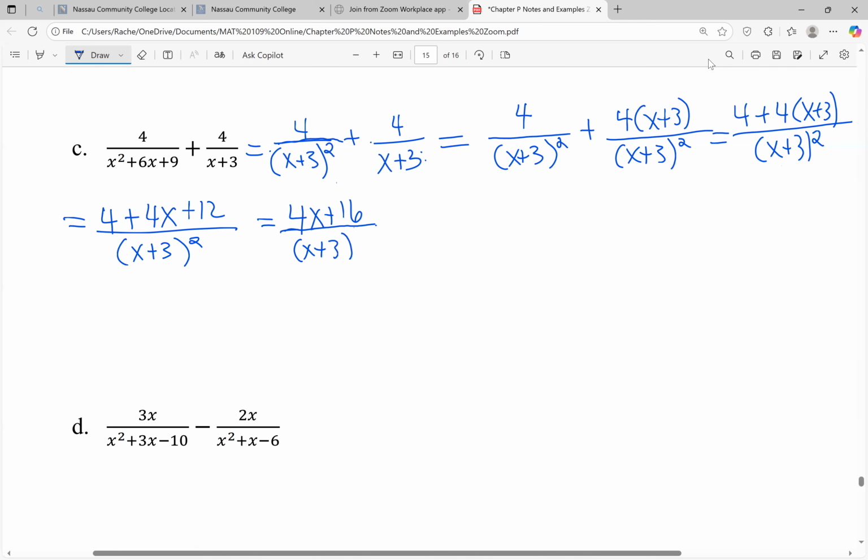And now we have to ask ourselves, all right, can I simplify this expression or is it already simplified? Well, remember what we do. Factor the numerator and or the denominator and see if we can reduce by a common factor. The denominator is already factored. I see in the numerator I could factor out a 4, and then I'm going to get times x plus 4, and then we have over x plus 3 squared. But there's no common factor, right? So even though I was able to factor, there's no common factor that we could reduce by. So 4 times x plus 4 divided by x plus 3 squared is going to be my final answer.